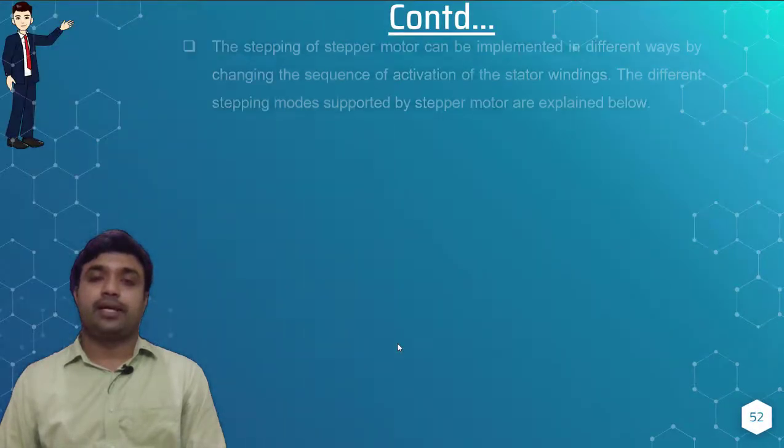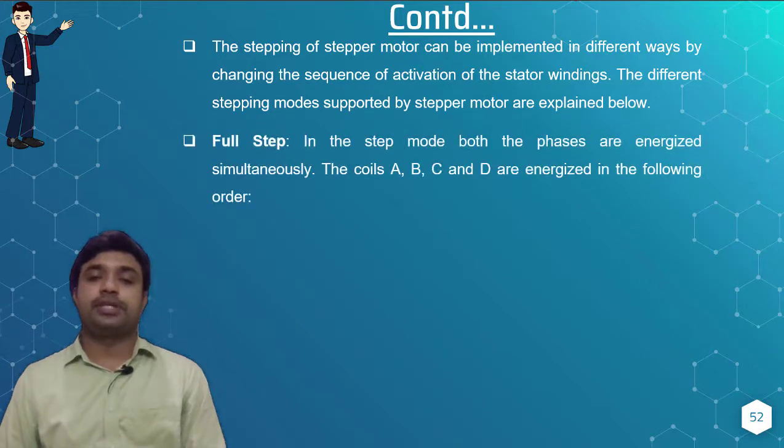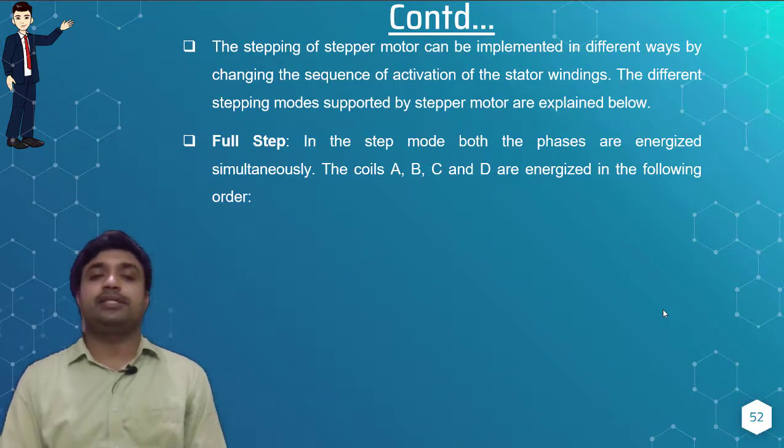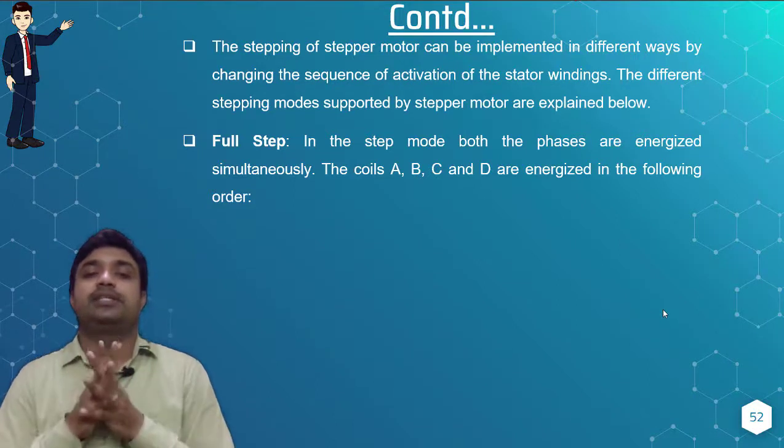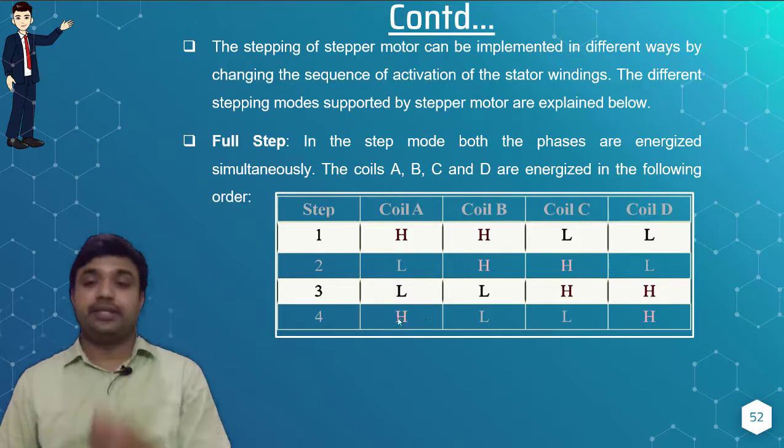Okay. Next, the stepping of a stepper motor can be implemented in different ways by changing the sequence of activation of the stator windings. The different stepping modes supported by stepper motors are explained below. The first one is the full step mode. In this step mode, both the phases are energized simultaneously. The coils A, B, C, D are energized in the following order. So let's see the table. Here you can see four coils A, B, C, D, and for the step one motion, at any instance, only two coils are activated. The remaining two coils are inactivated.